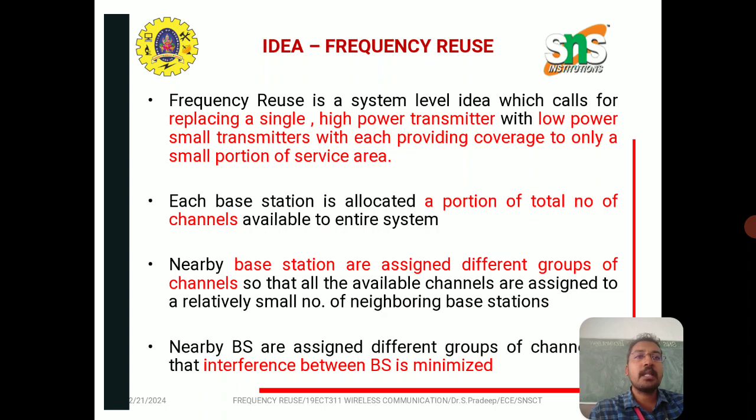Frequency reuse is a system level idea which calls for replacing a single high power transmitter with low power small transmitters, each providing coverage to only a small portion of the service area. Each base station is allocated a portion of the total number of channels available to the entire system. Nearby base stations are assigned different groups of channels so that all the available channels are assigned to a relatively small number of neighboring base stations, and interference between base stations is minimized.